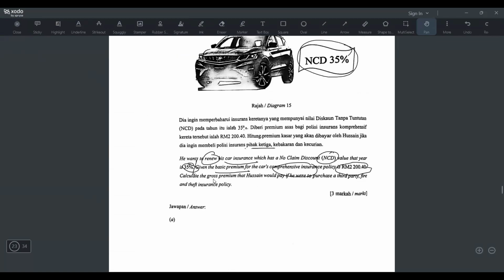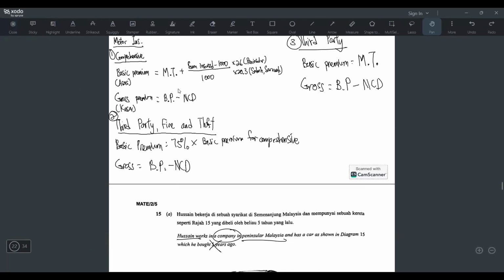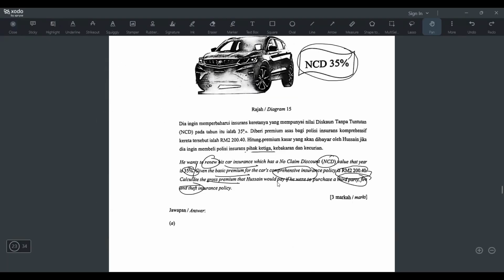They want to calculate the gross premium, which is the premium kasar that Hussein would pay if he were to purchase a third party fire and theft. Okay, I want to ask you, can I take 2200.4 minus 35%? No. The answer is no. Because if you take 2200.4 minus 35%, you are finding the gross premium for comprehensive. But what they are asking here is the gross premium for third party fire and theft.